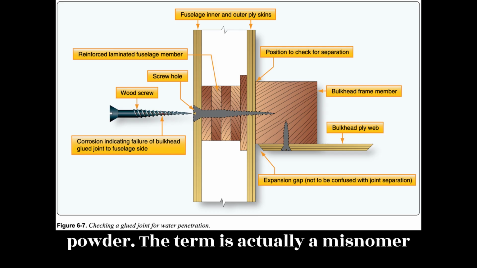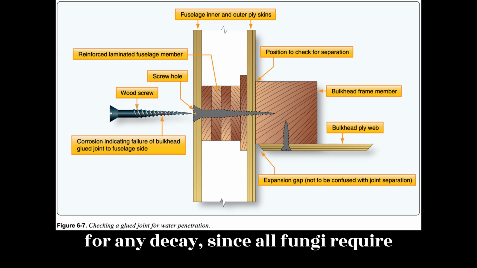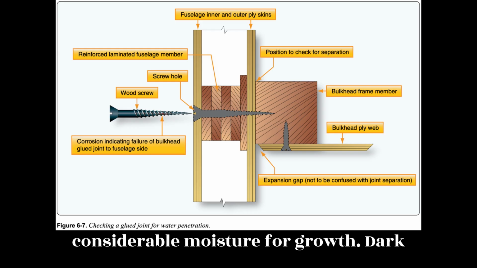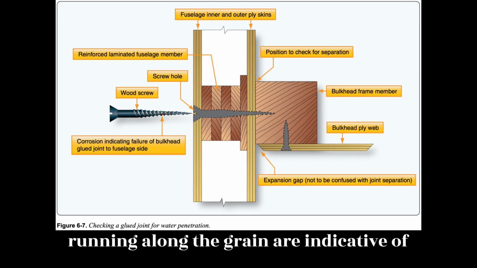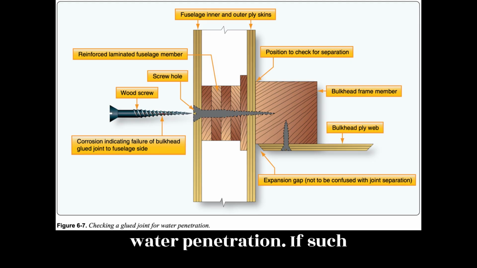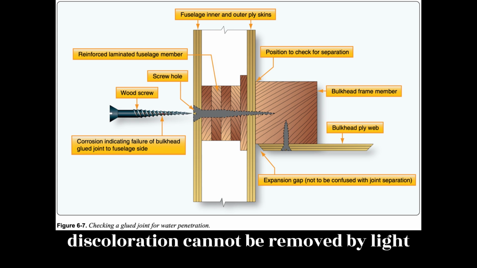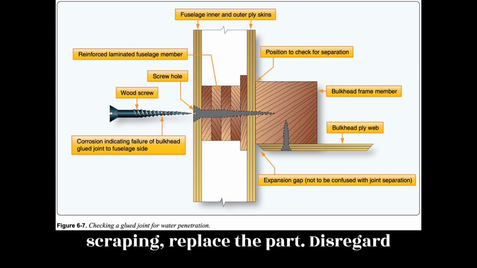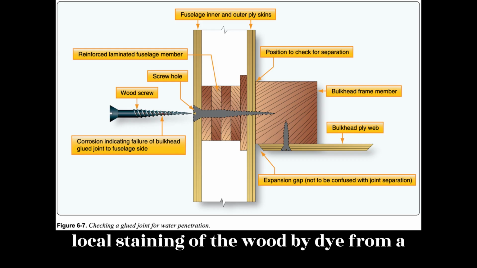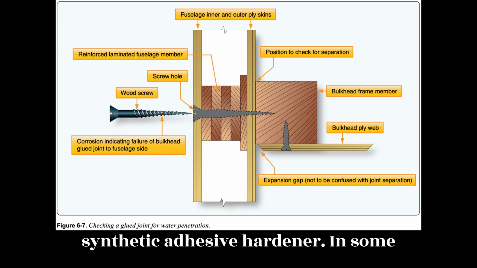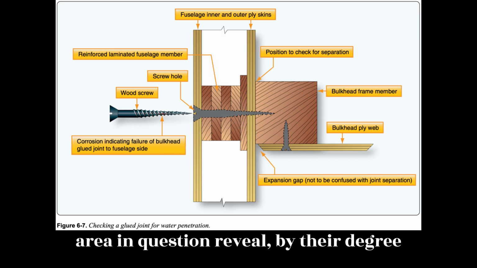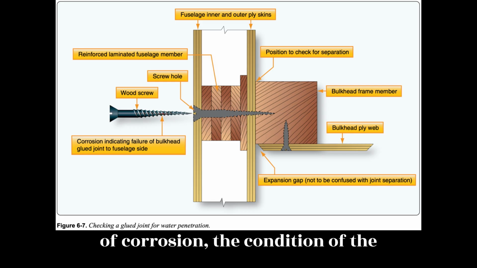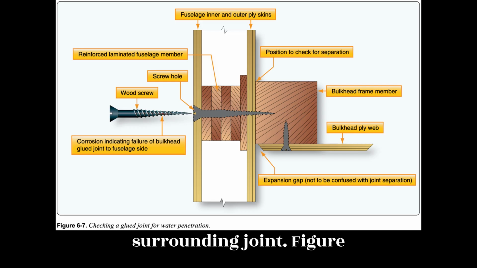The term is actually a misnomer for any decay, since all fungi require considerable moisture for growth. Dark discolorations of the wood or gray stains running along the grain are indicative of water penetration. If such discoloration cannot be removed by light scraping, replace the part. Disregard local staining of the wood by dye from a synthetic adhesive hardener. In some instances where water penetration is suspected, a few screws removed from the area in question reveal, by their degree of corrosion, the condition of the surrounding joint.